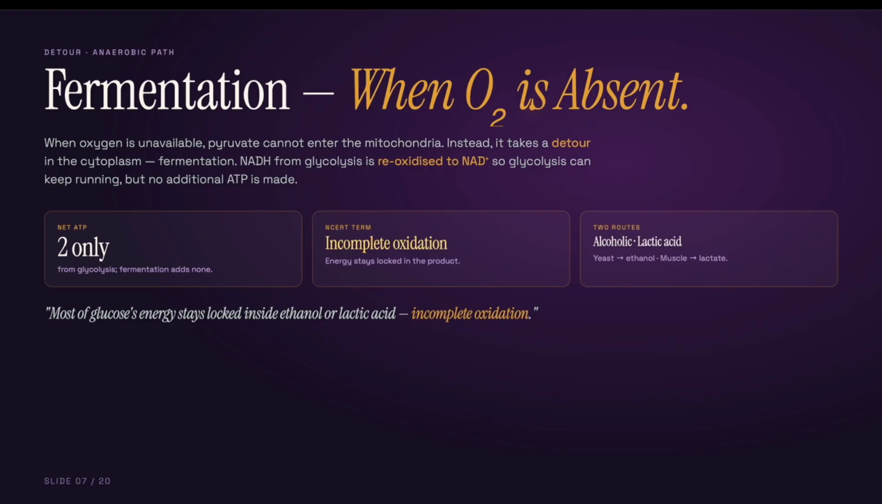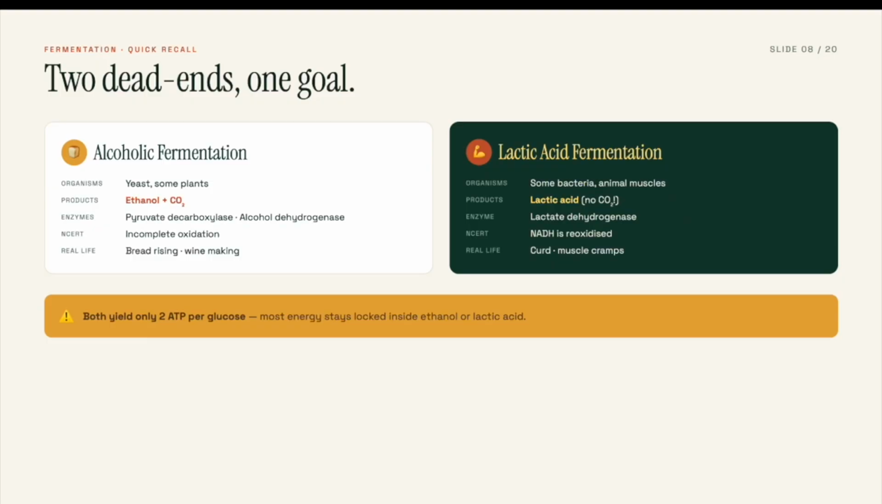No more ATP is made during fermentation itself. NCERT calls this incomplete oxidation. Let me do a quick side-by-side comparison. Alcoholic fermentation, in yeast and some plants, gives ethanol plus CO2 and uses two enzymes, pyruvate decarboxylase and alcohol dehydrogenase.